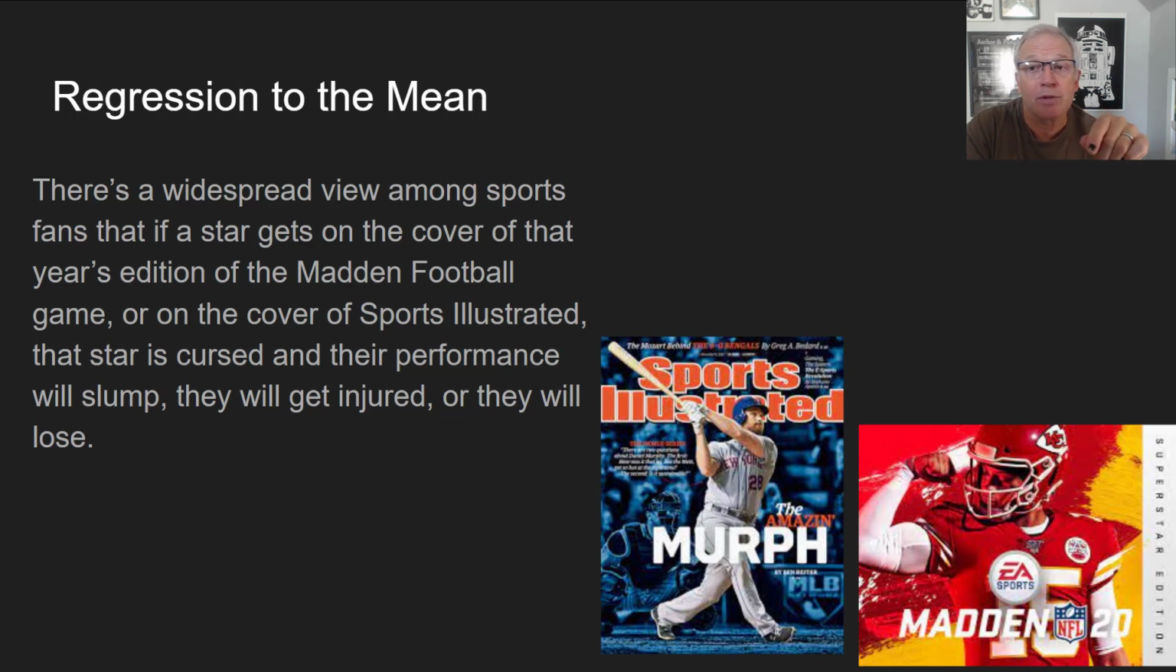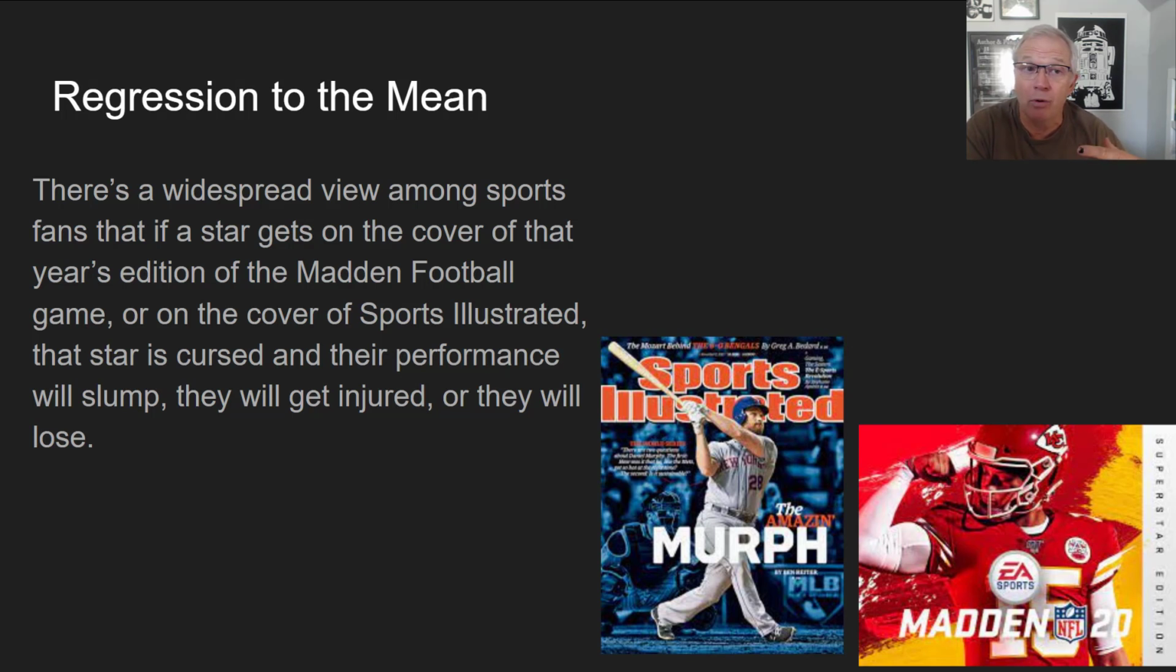Or if some sports star gets on the cover of Sports Illustrated, the belief or the urban mythology is that that star will be cursed and their performance will slump right after that, and they'll get injured or they will lose or something bad's going to happen to them. And if you haven't heard of it, go look it up. It's called the Sports Illustrated cover jinx, or the Madden football jinx or curse.